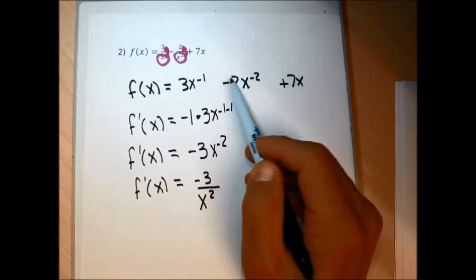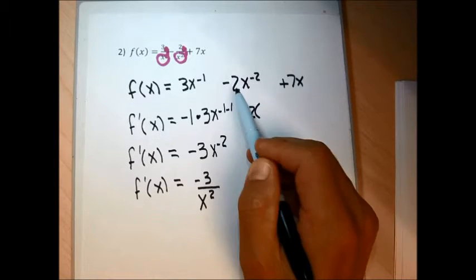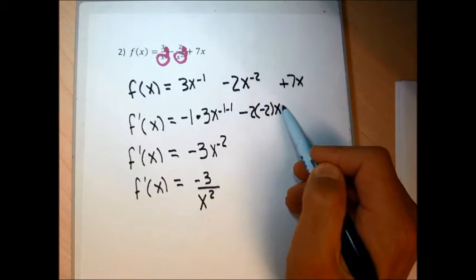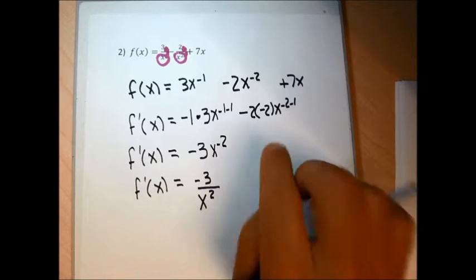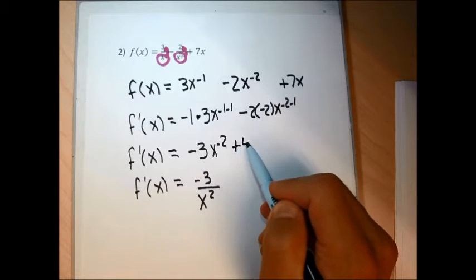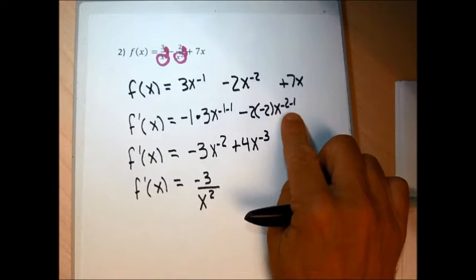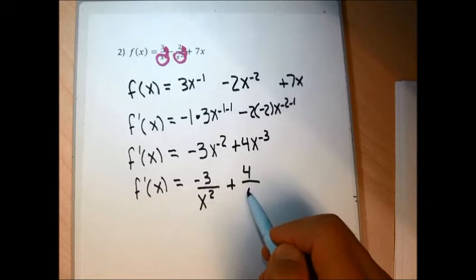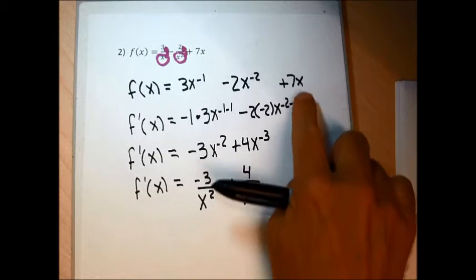The second term, for its derivative, I'm going to take the exponent of minus 2, multiply it by the minus 2 that's already in front of the x, and lower the exponent by 1, and minus 2 minus 1 is minus 3. This double negative will turn into a plus. Then I get 4x to the negative 3 power, because minus 2 minus 3 is negative 3. And similarly, I don't want a negative exponent in my answer, so I'm just going to rewrite that as plus 4 over x cubed.